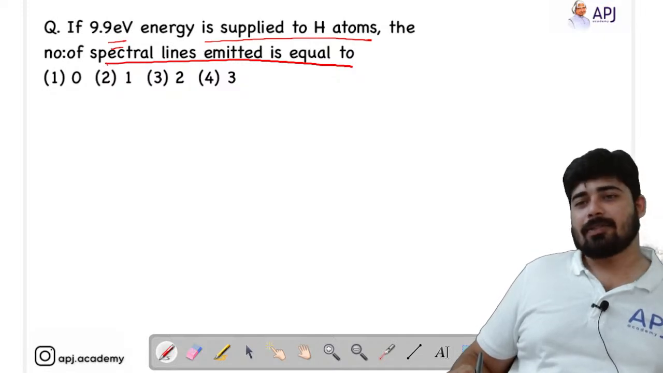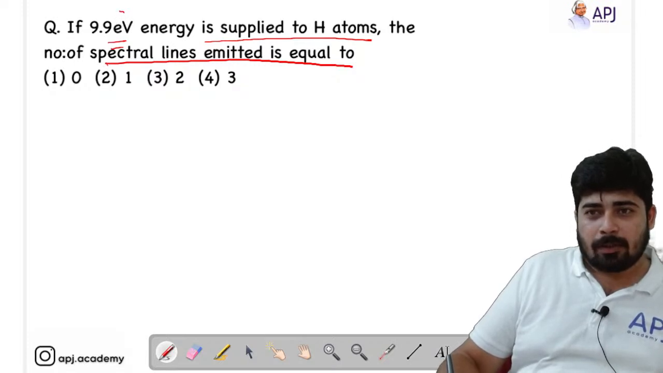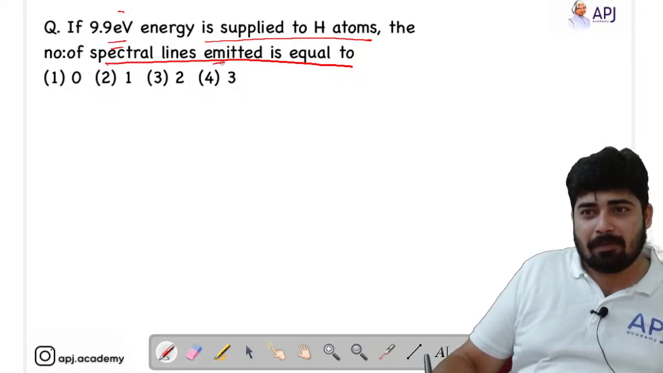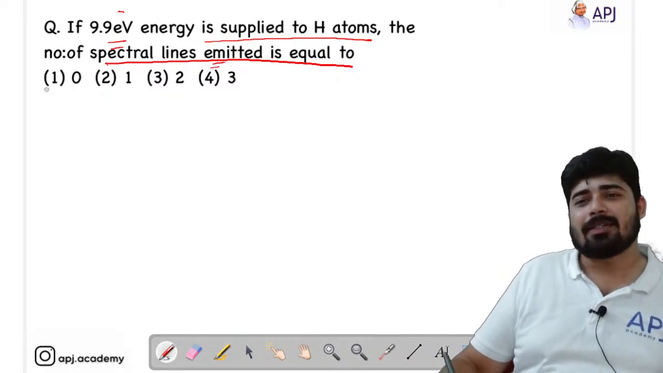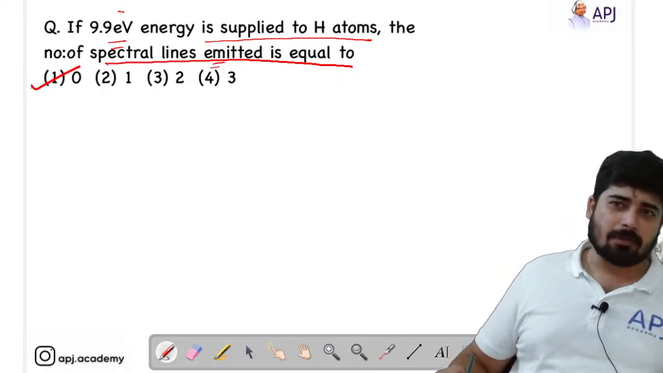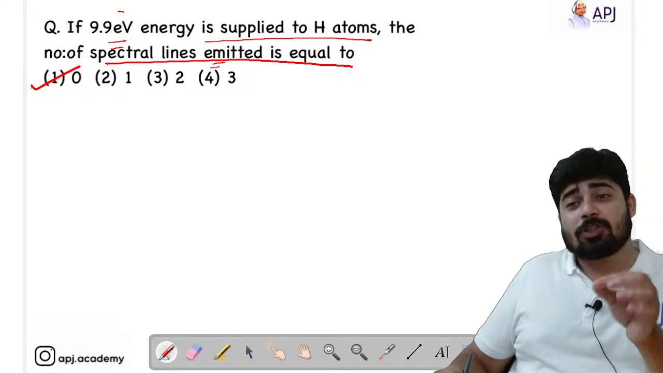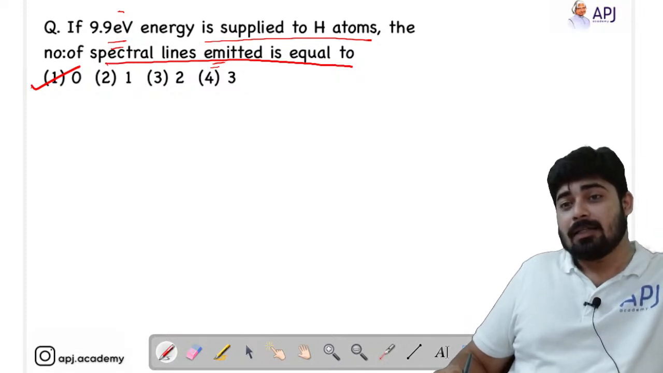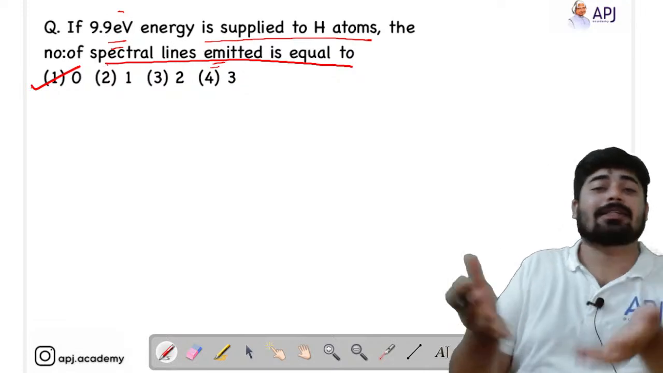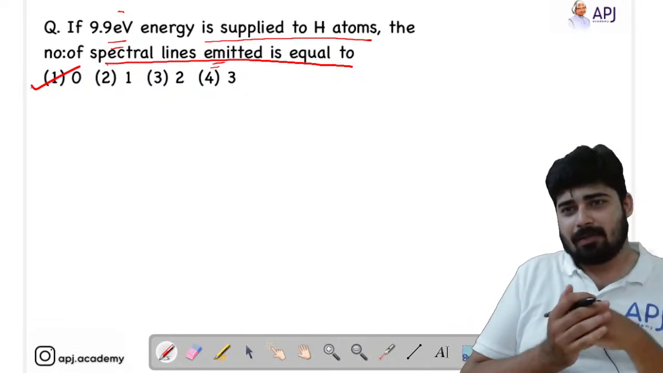How much will be the answer? See here, yes, very good, the answer is 0. It's a previous question. Answer is 0. For any lines to be emitted, first of all it has to excite, right? For emission lines, they are asking about emission lines, the electron has to come back.